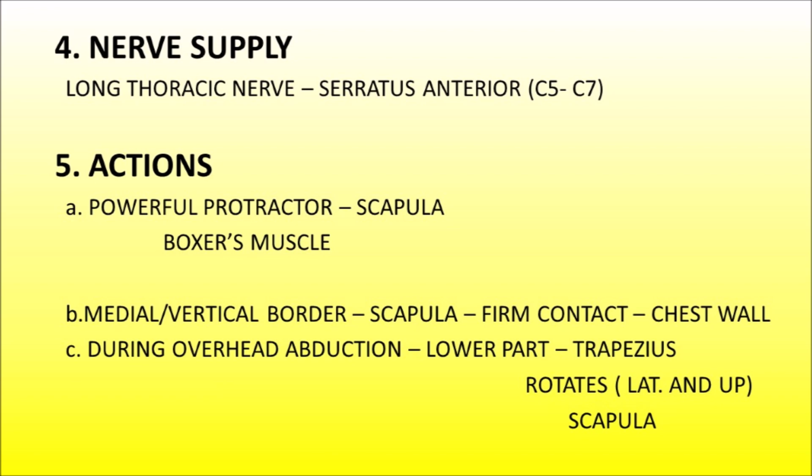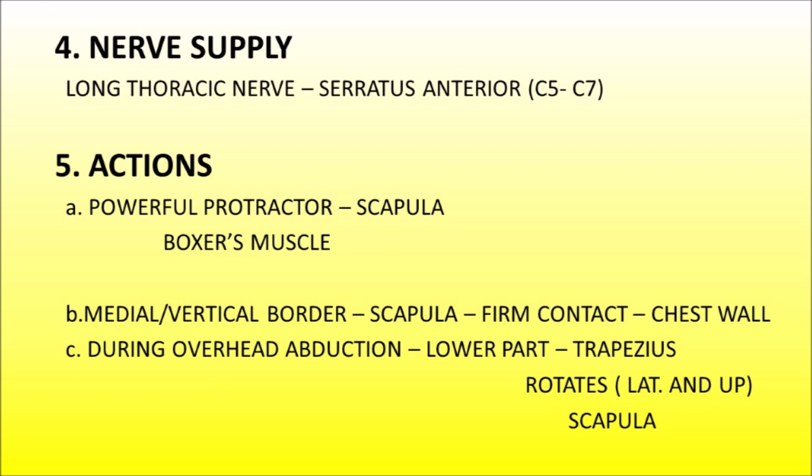To move on with its action, it is a powerful protractor of the scapula. That is, it pulls the scapula forward around the chest wall. For pushing and punching movements required during boxing, so it's called the boxer's muscle. It keeps the medial, which is the vertebral border of the scapula, in firm contact with the chest wall.